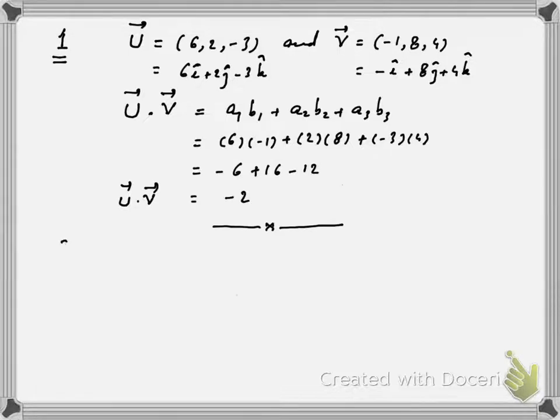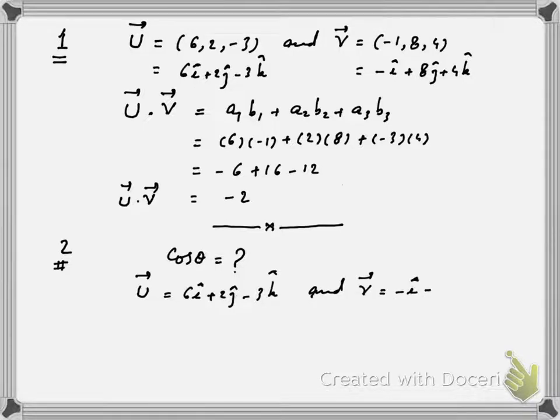Next question, question number 2. We have to find cos of the angle between the given vectors. We have to find cos theta, where theta is the angle between the given vectors, like u, the previous vector, which is equal to 6i cap plus 2j cap minus 3k cap, and v is equal to minus i cap plus 8j cap plus 4k cap.